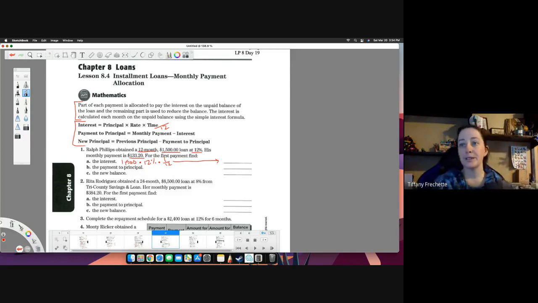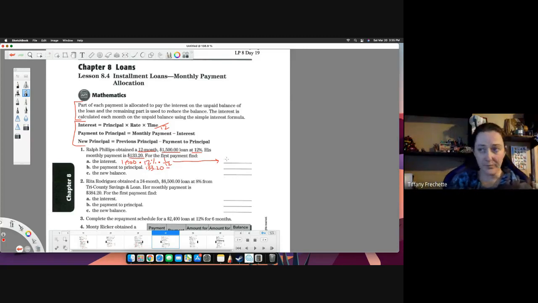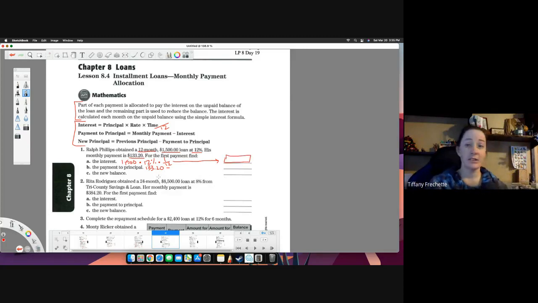So payment to principal, what we need to do there is take the amount that he's paying per month, which they already told us is $133.20, and subtract the interest we just calculated here, because that amount isn't going to his principal. That amount is going to interest. So we need to take that amount away from his payment, and that'll tell us his payment to principal.